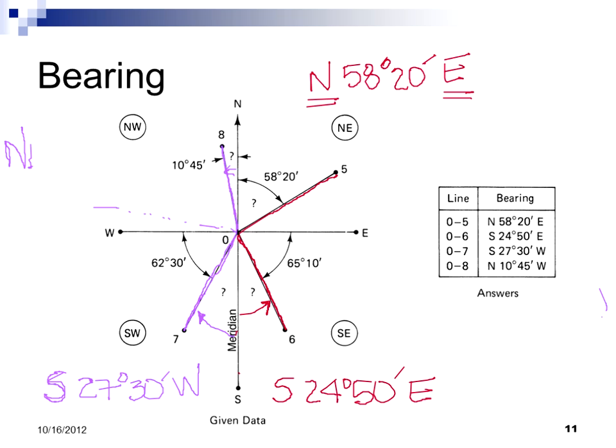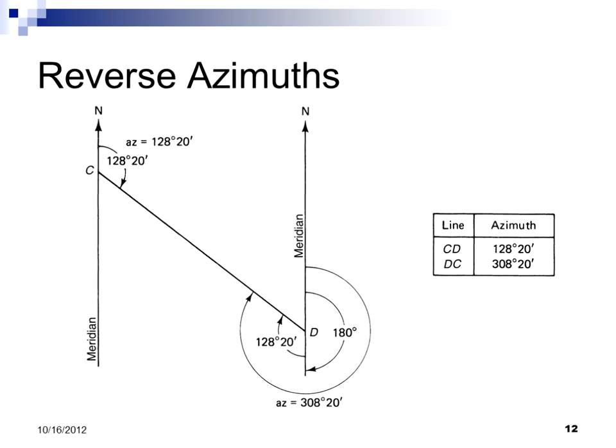And we're heading west. How far west? 10 degrees, 45 minutes west. There's your bearing for line 0 to 8. Okay, seems simple enough, right? Moving on.